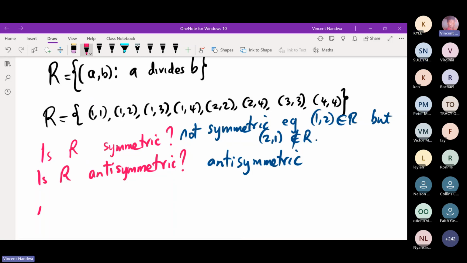So the other definition, that's number 4, is what we call transitive.